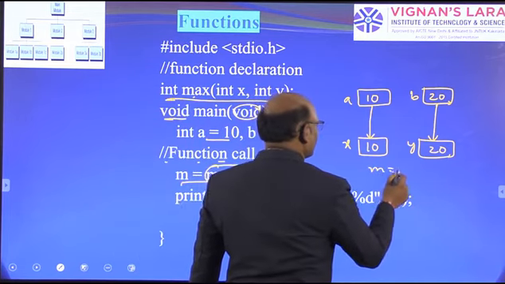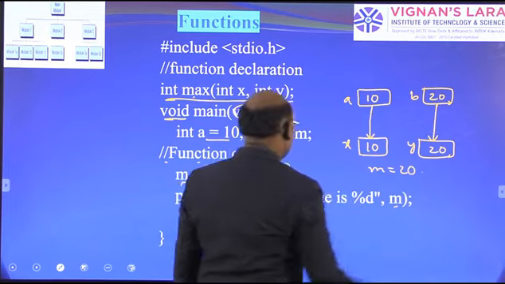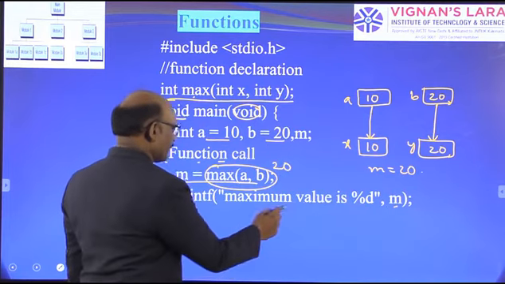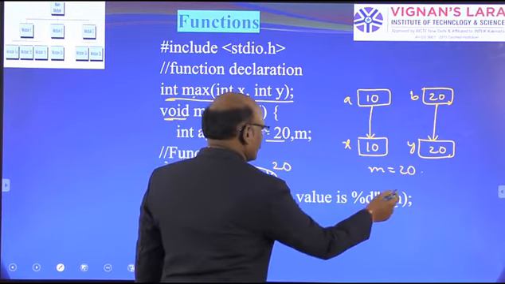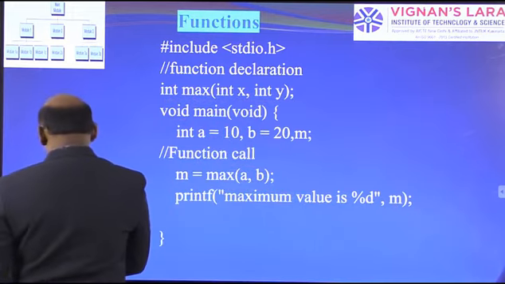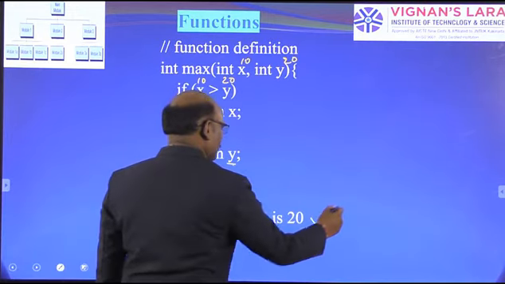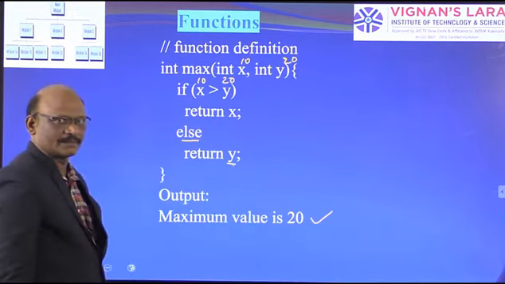What is M value now? It is 20. Now it will print the maximum value is M, 20. Maximum value is 20. That is how it works.